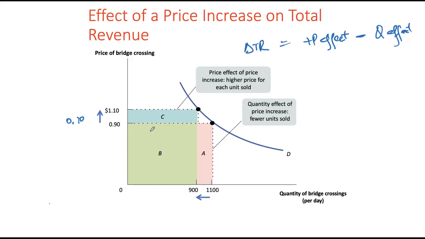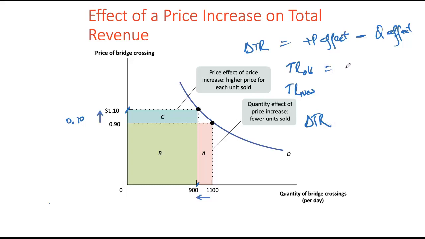Overall, the new revenue would be area B and C, because we are selling the good at $1.10 and we're selling 900 units of the good. Initial revenue was area A plus B. The new revenue is area B plus C. So if I write it like this: old, new, and then change in total revenue.